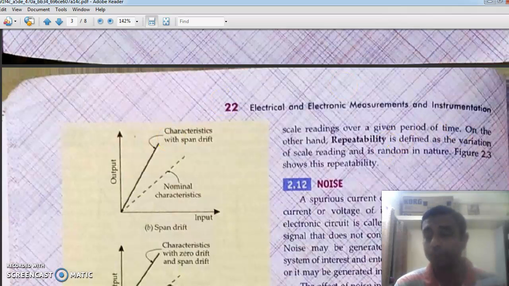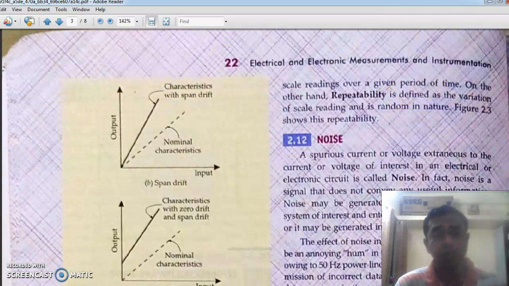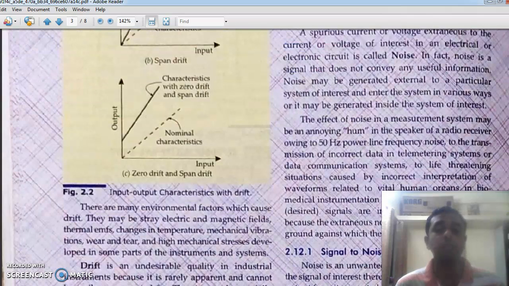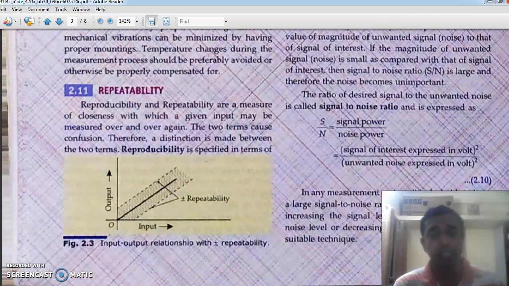Another thing is the combination of the zero drift and span drift. Both are there: this is the zero drift, and the span drift is also there, as the difference is increasing linearly. So this combination is also possible. Now, this is actually the drift. This is another undesirable quantity.